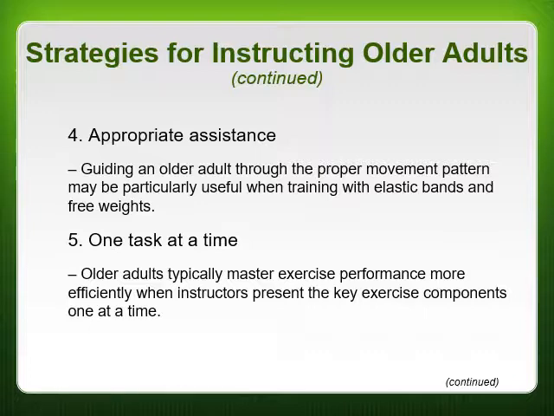Assistance. So guiding an older adult through the proper movement pattern may be particularly useful when training with elastic bands and free weights. So giving them a little extra help. Only give them one thing at a time. Older adults typically master exercise performance more efficiently when you give exercise components one at a time. Don't overburden somebody and give them a million things they have to do back to back. Short, sweet, one at a time. Let them only focus on the task in front of them, and then introduce the next task once it's been completed.